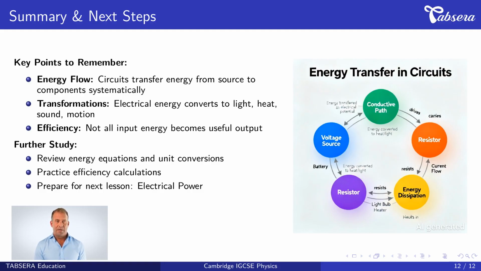Second, energy transformations. Electrical energy converts into many useful forms: light in bulbs, heat in resistors, sound in speakers, and motion in motors. Understanding these transformations helps analyze circuit behavior. Third, efficiency concepts. Not all input energy becomes useful output. Some energy always converts to heat, representing energy loss. Calculating efficiency helps evaluate device performance.